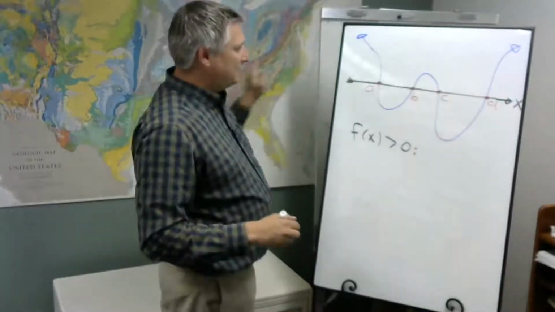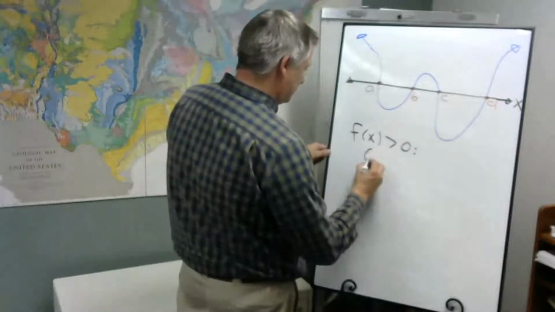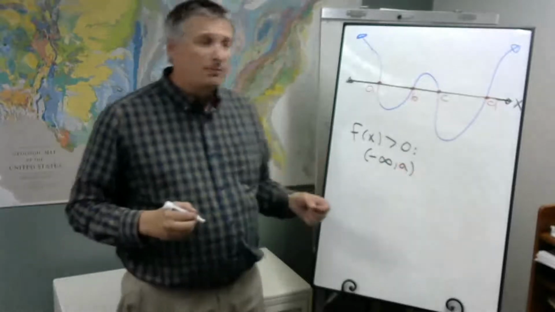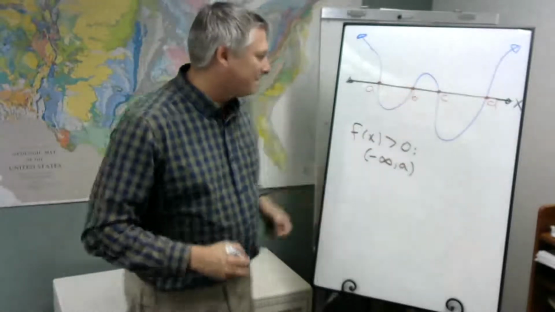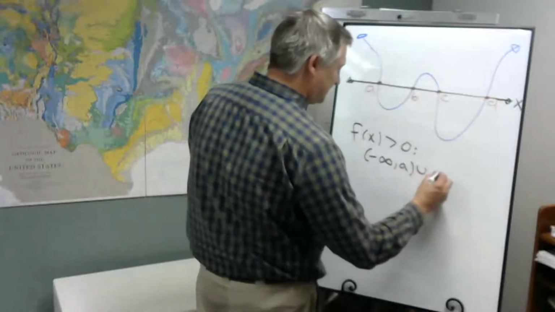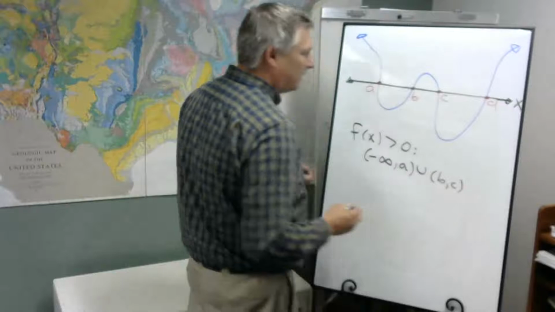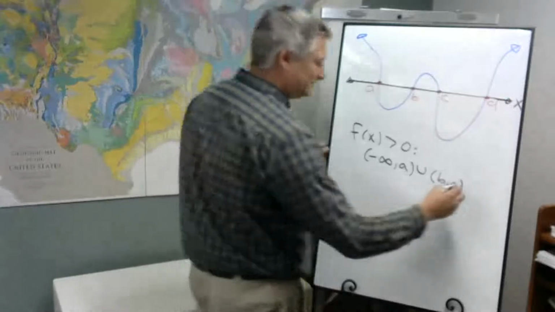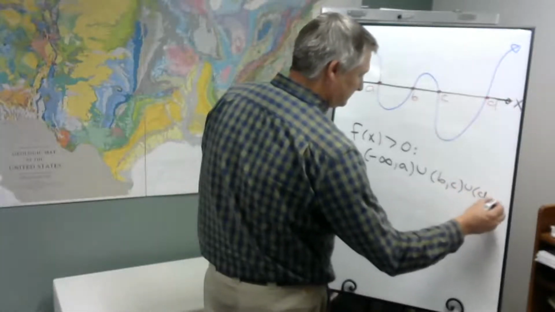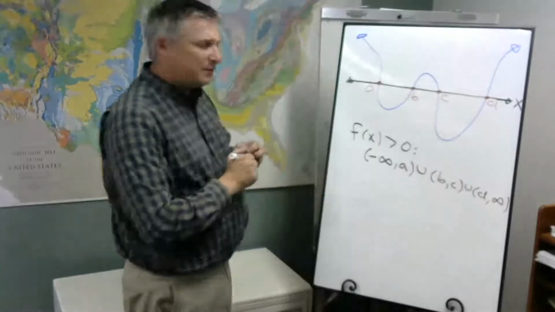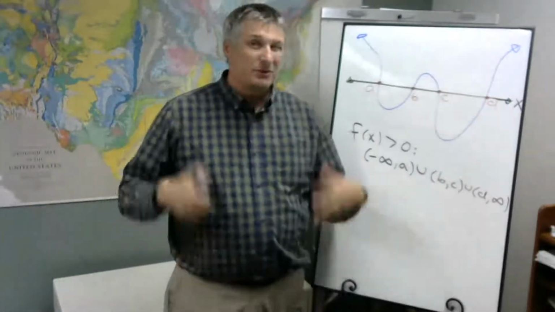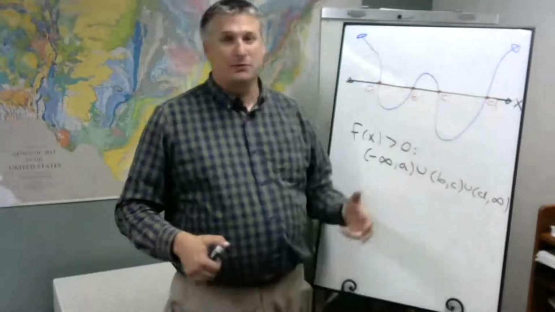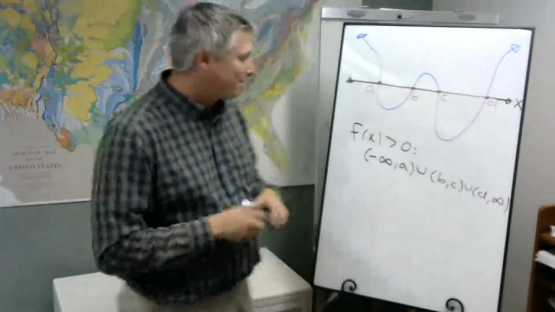Well, it looks like from a to negative infinity, the polynomial is above the x-axis. It's also above the x-axis between b and c. So we'll union that to b and c. And then finally, it's above the x-axis to the right of d. And notice that I'm using the parentheses. It means we're going to exclude the values a, b, c, and d, because this is where the polynomial equals 0, where it crosses the x-axis.